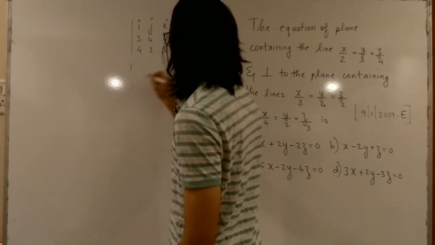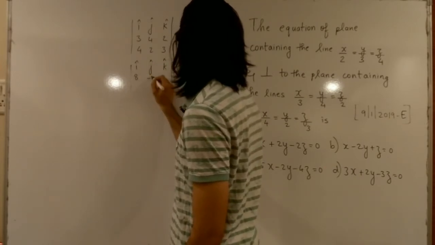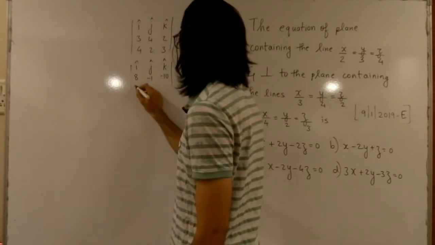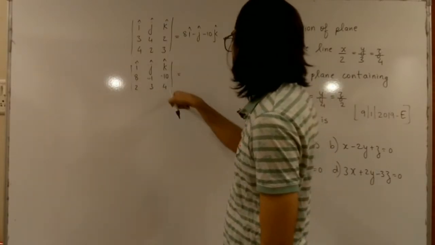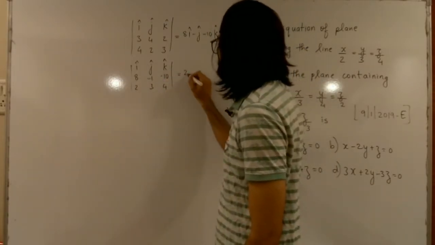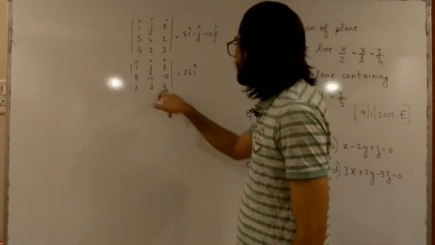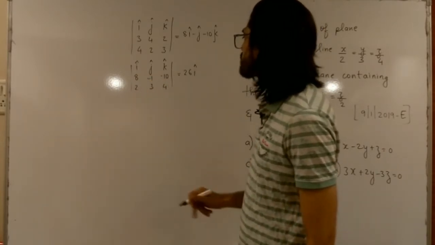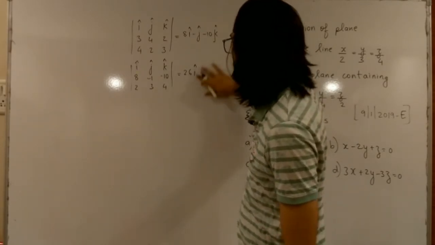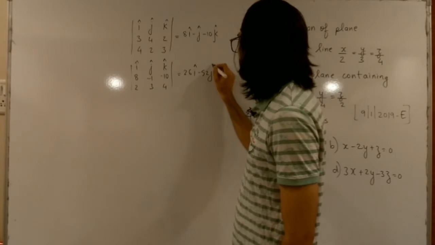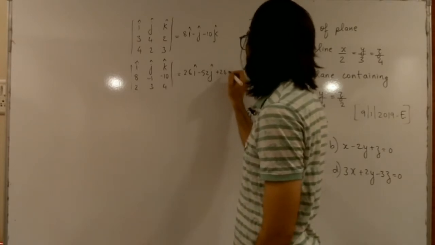3j 4k. So I have a determinant i, j, k. The first vector 8, minus 1, minus 10, and the second vector which is 2, 3, 4. So take a cross product, you will have i multiplied by minus 4 plus 30, which is 26 i cap, minus j cap multiplied by 8 into 4, 32, 32 plus 20, which is 52. Okay, so plus 52 and there will be a minus, so minus 52 j cap, and k cap multiplied by 24 plus 2, which is plus 26 k cap.